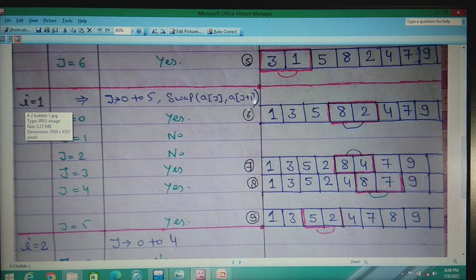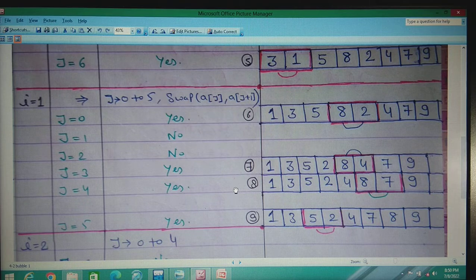Again, the same method you have to apply. For j equal to 0, again it will ask: is 3 greater than 1? Yes, swap. Now is 3 greater than 5? No. Is 5 greater than 8? No. Is 8 greater than 2? Yes, swap, so 2 will come here and 8 will come here. Again 8 is greater than 4, yes, swap, so 4 will come here, then 8. Then again 8 is greater? No. So for j equal to 0 to 5, we have swapped everything.